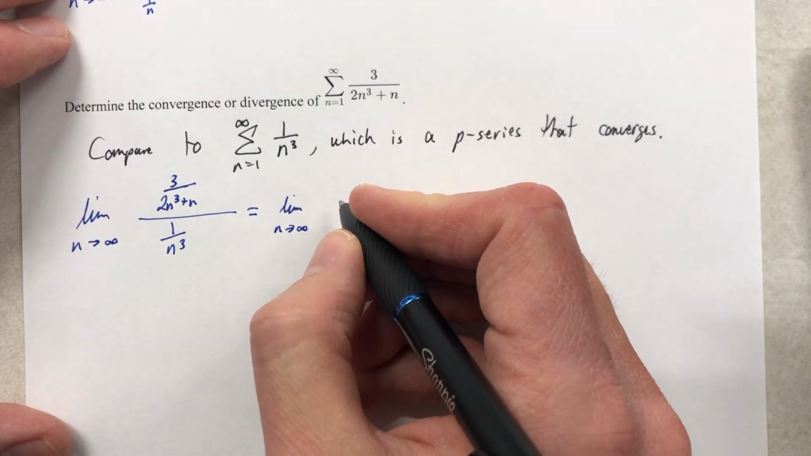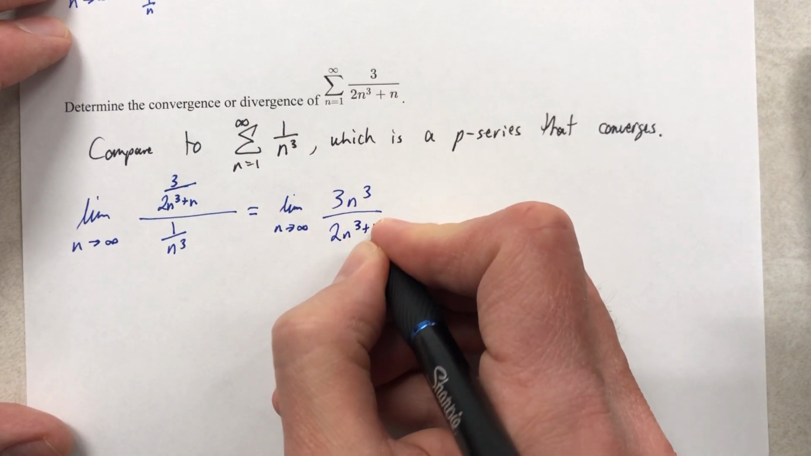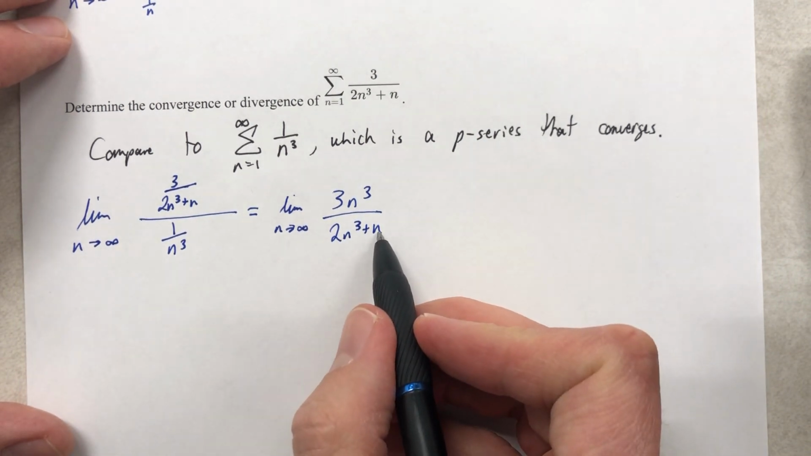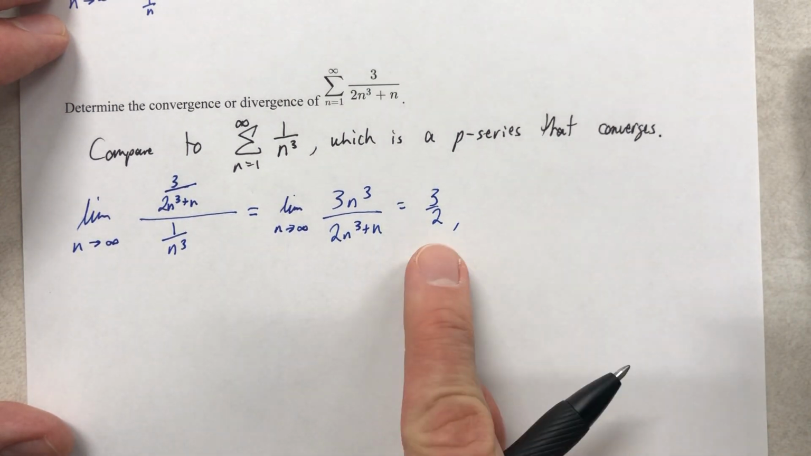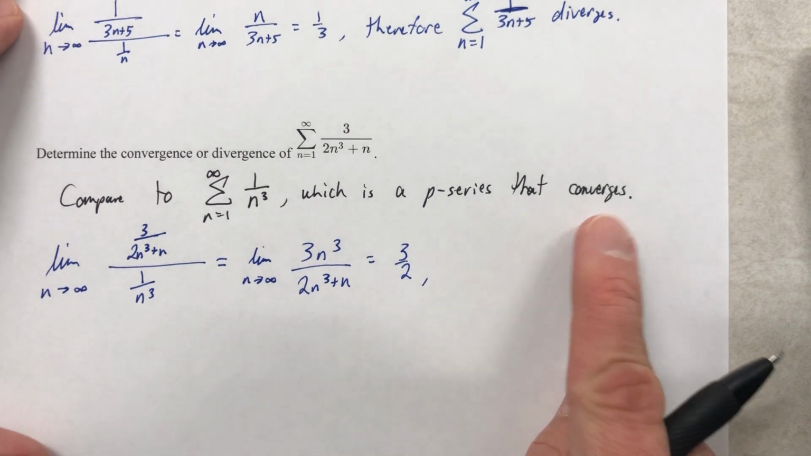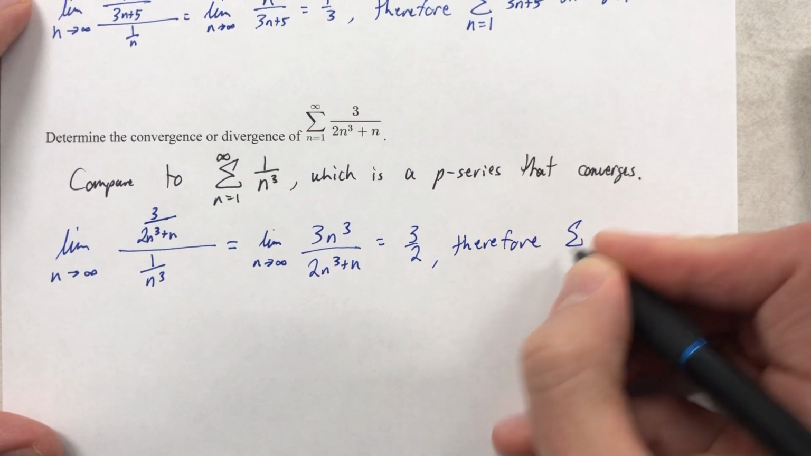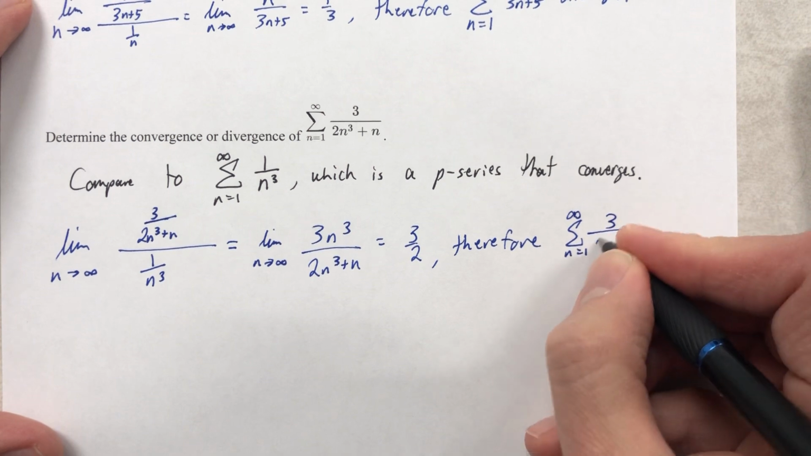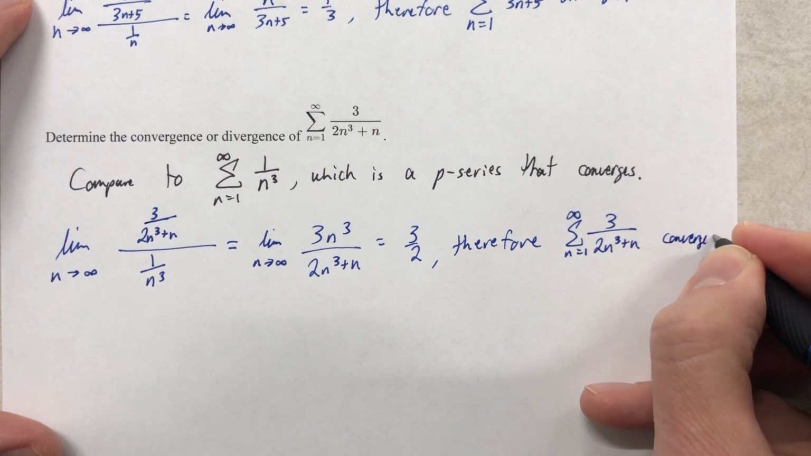Okay, so this is going to give me, let's flip this thing up, I'm going to have 3n cubed over 2n cubed plus n. So n goes towards infinity. Therefore, this term right here becomes highly insignificant. And I have 3/2. And for that reason, we will pause, look at that, and say, well, that's great. It's finite. It's positive. Therefore, they do the same thing. Well, I know what this one does. It converges. So I know the one they gave me also converges. This one also converges. There we go.